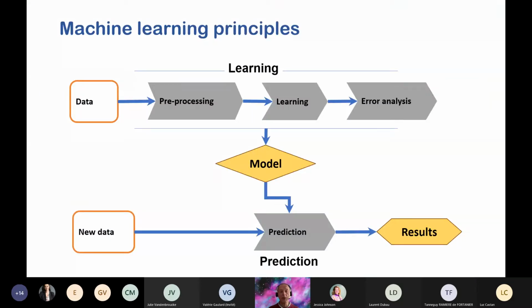Here are some principles of machine learning. On the top of the picture, data is entered, pre-processed. The machine learns, and we explain to the machine what the errors are, so that the machine gradually builds a model. And then, once the model is satisfying, new data is entered, the model gives a prediction, and we look at the results. Eventually, we can still make a loop to correct the results.